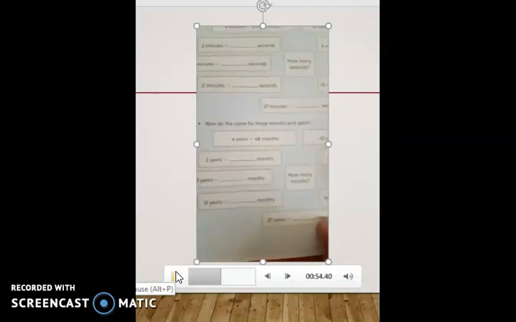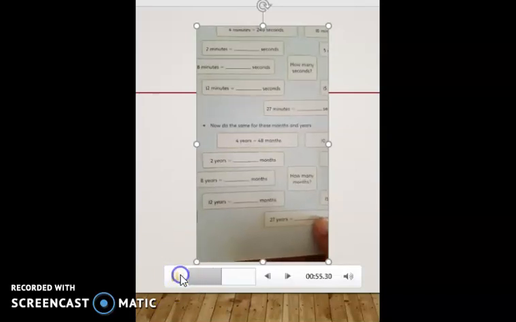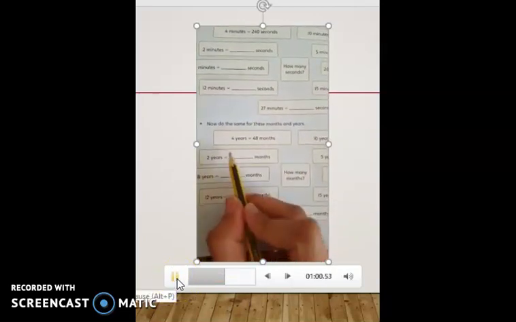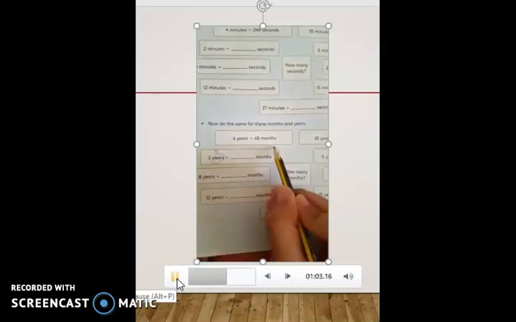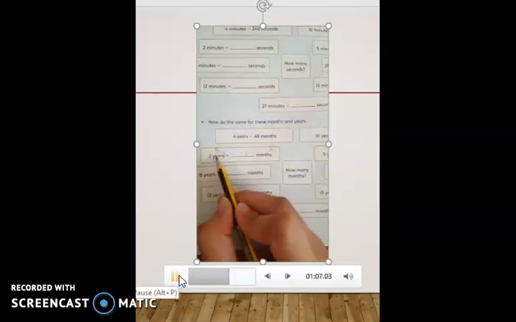So on page number 126 of your textbook, you will see that there are some questions that you have to answer. They said 4 years. It means 48 months. How? Because 4 multiplied by 12. Likewise, they said 2 years we have to convert into months. So years to months, it means big to small. I have to do multiplication, and in 1 year there are 12 months. Multiply by 12 and the number will come exactly.